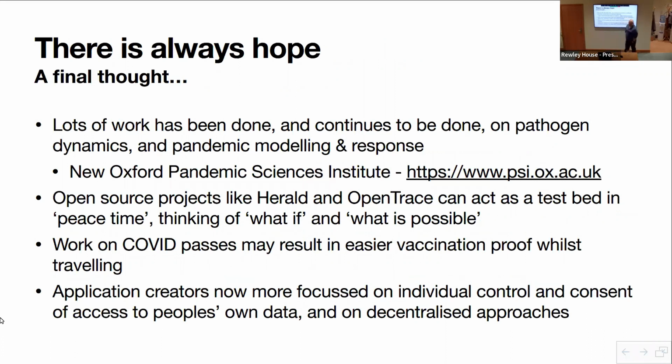I told you I'd end with a happy slide. Lots of work has been done and continues to be done worldwide. So obviously in Oxford, I have to do a bit of a shout out because we're here. There's a new Pandemic Sciences Institute, PSI. There's different research groups going into that. One of them is the one that we're in, which is looking at epidemiology. I think the vaccines one's in there as well, and one around delivering healthcare in the community, looking at how you put controls into the community as well.